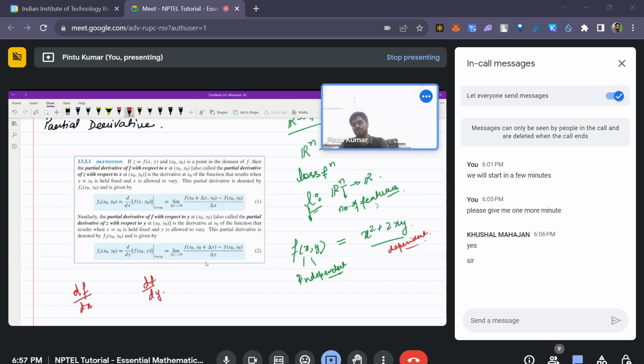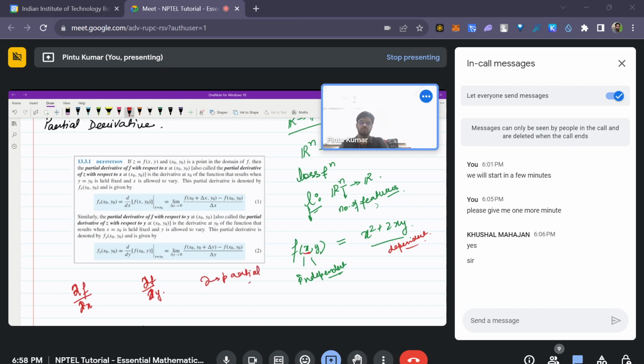Okay, but now because you are treating the other thing, that your x as some constant, you replace this straight d by this tilde d, and this is called del. Okay, so this is del f by del x and this is del f by del y. Okay, so this denotes partial derivative.